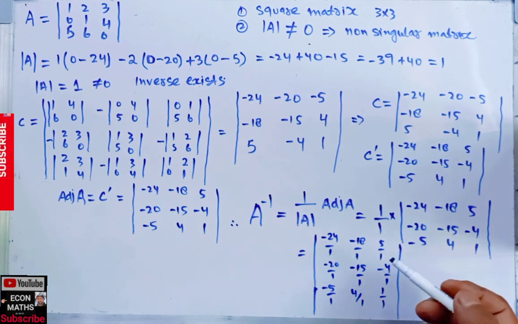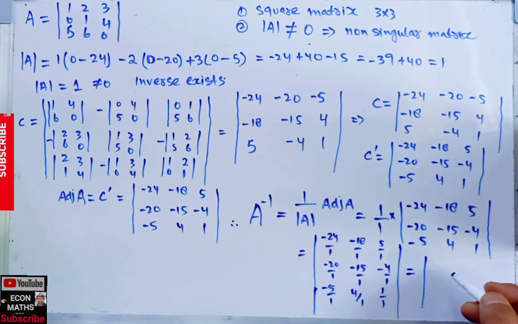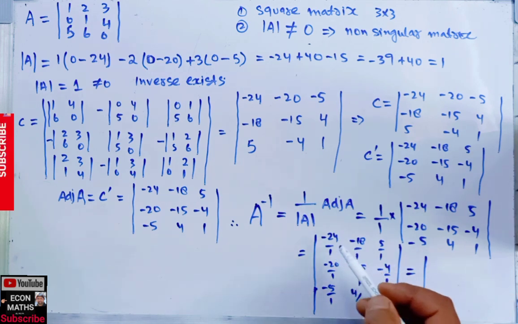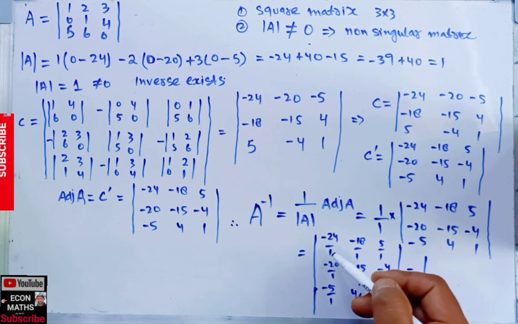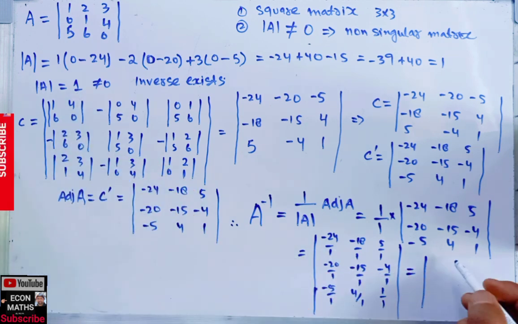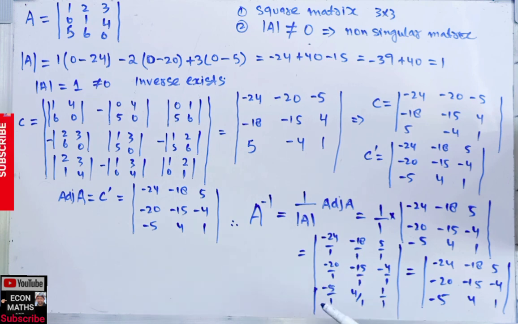Because we are dividing here, the determinant was 1, so this will become this adjoint matrix also. If the determinant was 2, this would have been 24 divided by 2, that is minus 12 here. But this is not the case. Here we are dividing with 1 because our determinant was 1. So this is minus 24, minus 18 and 5, minus 20, minus 15 and minus 4, minus 5, 4 and 1.